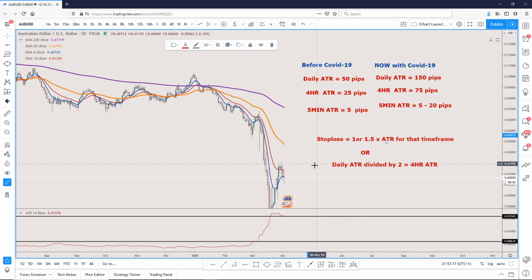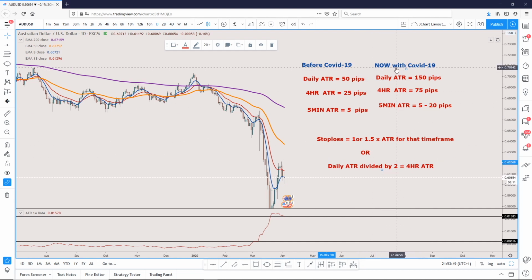Or what I was doing was using the higher time frame, the daily average true range, dividing it by 2, and using it on the 4-hour. That's what I was teaching you guys: look for setups, mark up the higher time frame, and then look on the 4-hour for opportunities with about a 20-25 pip stop loss. That was the strategy, and that strategy will continue.